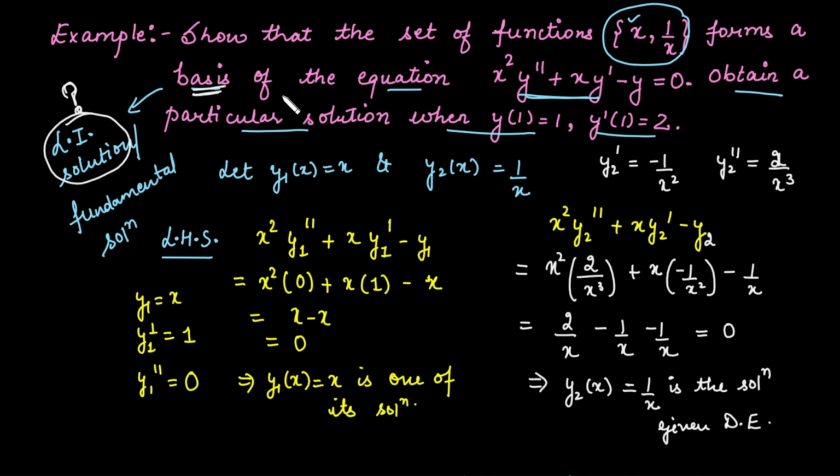Basically, in this question we have performed three steps. First, we identified whether these two functions are solutions or not. And if they are solutions, we then found whether they are linearly independent or not. In order to find the particular solution, we need the general solution. Then we wrote these two solutions in the form of the general solution. Then, with the help of the two conditions, we evaluated the particular solution to this differential equation.